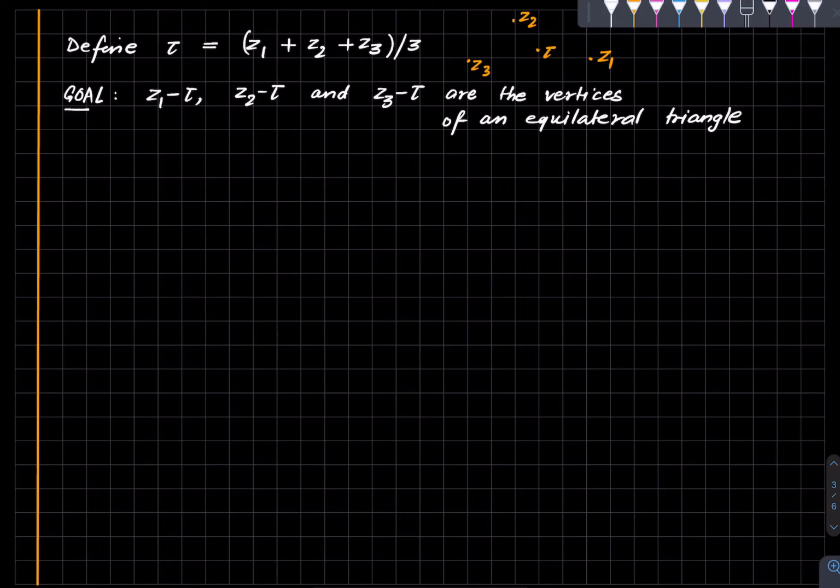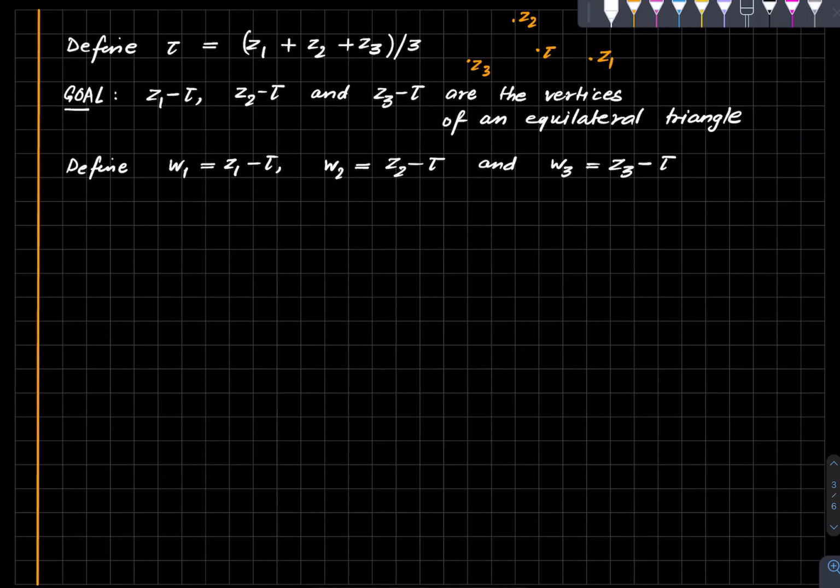The algebraic reason for doing this is the following. Here we have two things that we will note. As we have already proved, we have this. Let us define, it'll be a good idea to introduce this notation: define W1 as Z1 minus tau, W2 as Z2 minus tau, and W3 as Z3 minus tau.